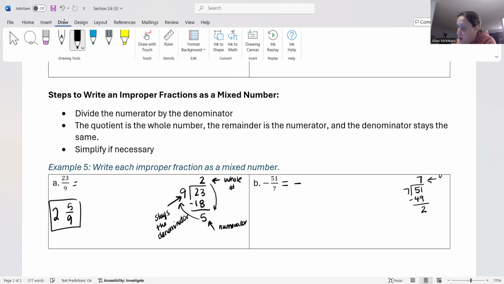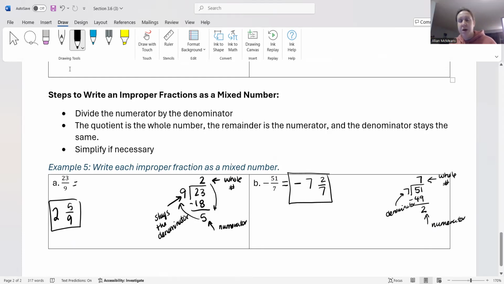So this is the whole number. This is the remainder, which is really the numerator. This 7 right here is still the denominator. So I get -7 and 2/7. And again, notice the negative was not part of the calculation. It just gets carried over. Before we dive into section 3.7 or whatever the next section number is, we're going to be adding, subtracting, multiplying, and dividing mixed numbers. Make sure you understand how to convert between mixed numbers and improper fractions.